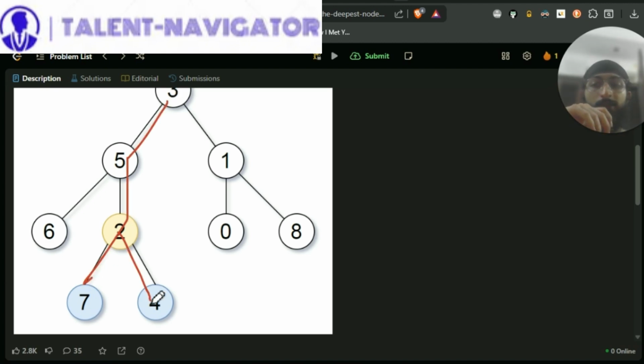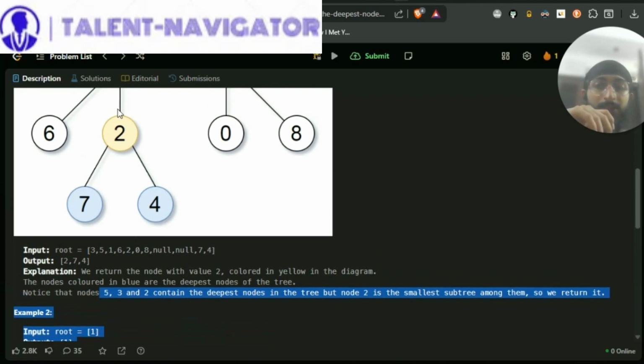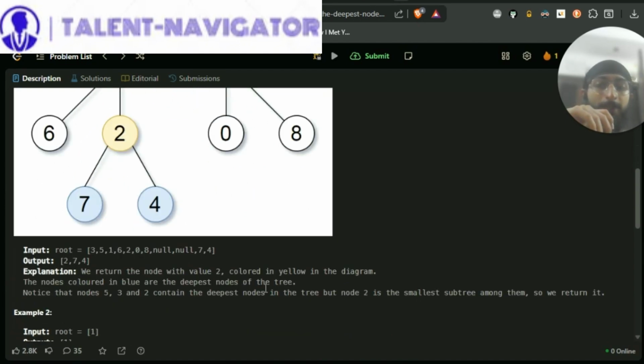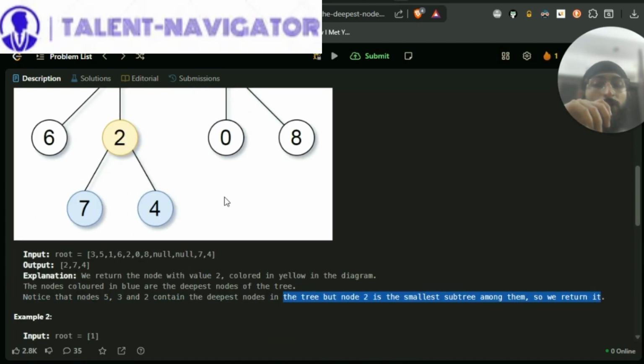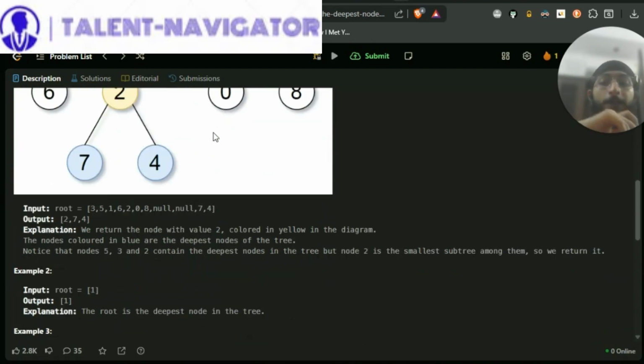You can see they are at distance 3. So 1, 2 and 3. So these are the deepest nodes from the root, and therefore we return the nodes 2, 7 and 4. So that's the answer. Notice that nodes 5, 3 and 2 contain the deepest nodes in the tree, but node 2 is the smallest subtree among them, so we return that. Because we need to return the smallest subtree such that it contains all deepest nodes in the original tree.